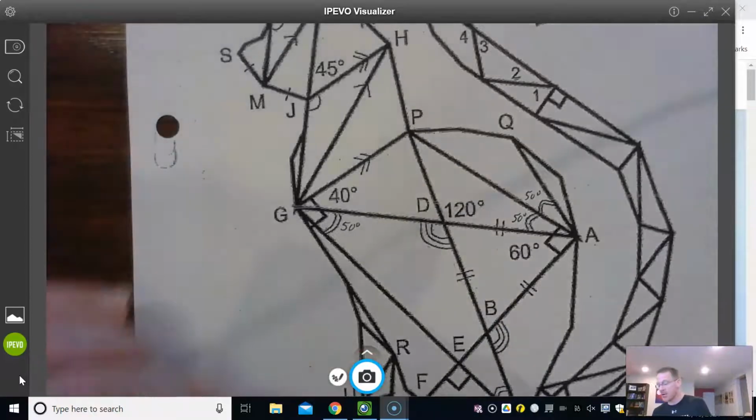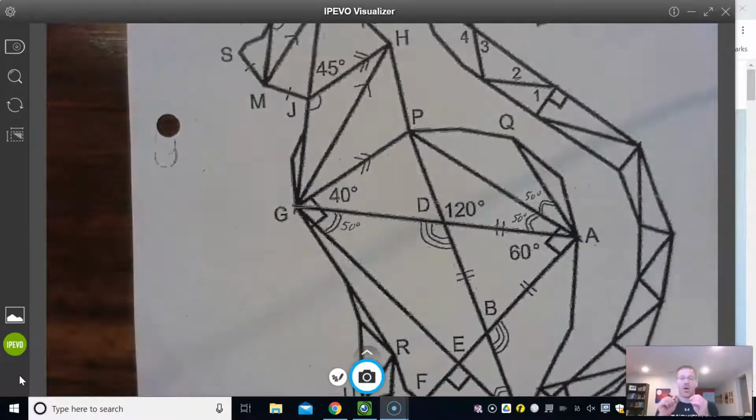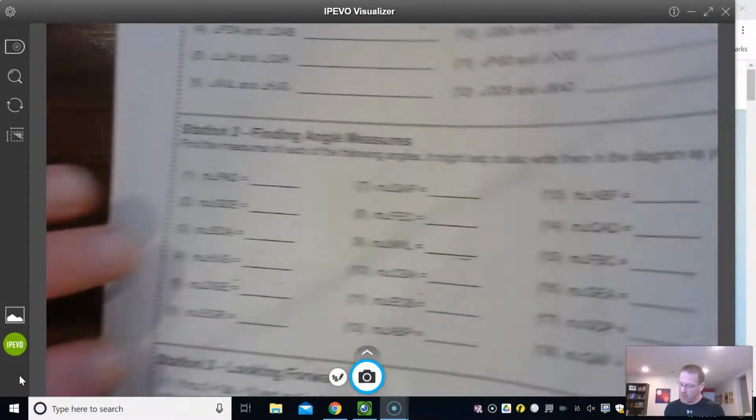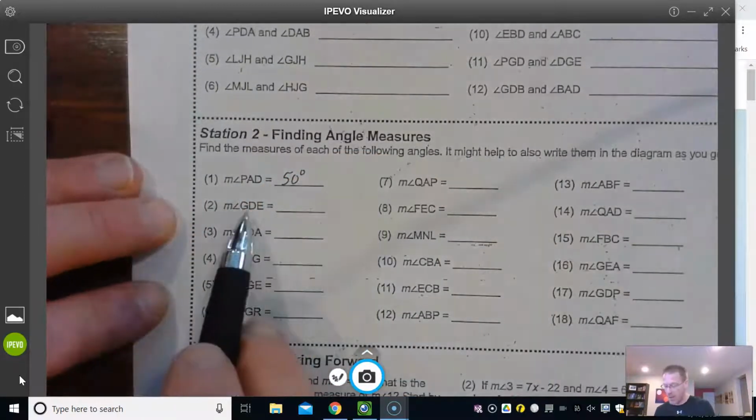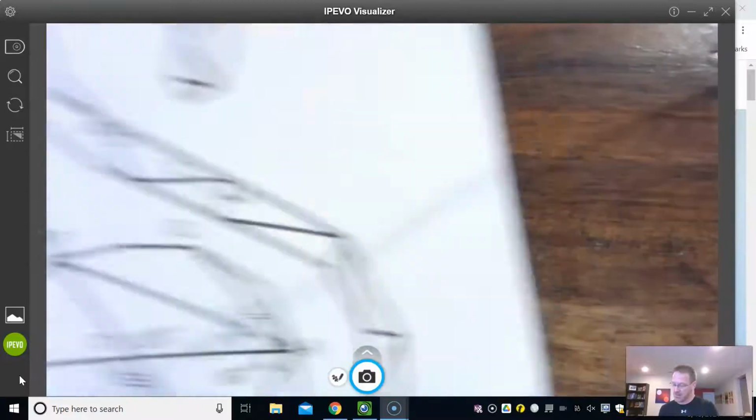That's kind of how you're going to have to work with this. The angle measure may not be evident right away, so you may have to go looking for some other information in this picture to find that measure. But now we know that the measure of PAD is in fact 50 degrees. All right, so now let's look at GDE.